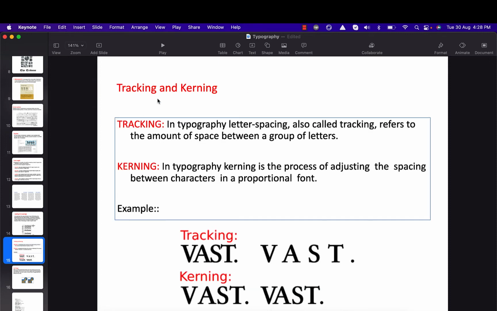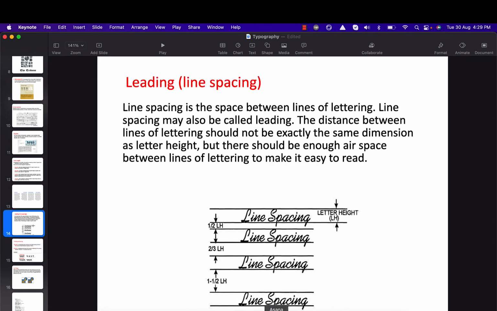Then we have tracking and kerning. In typography, letter spacing, also called tracking, refers to the amount of space between a group of letters. Kerning is the process of adjusting the spacing between characters in a proportional font. This means tracking applies to the whole word, but kerning only applies between two alphabets. I will explain it to you. So let's talk about these two things. Let's talk first about line spacing or leading.